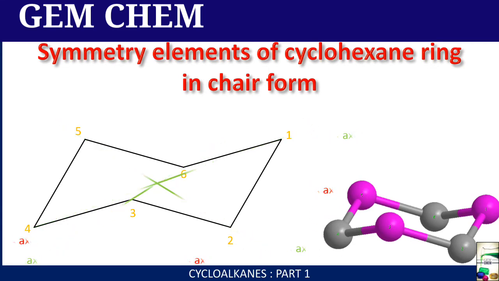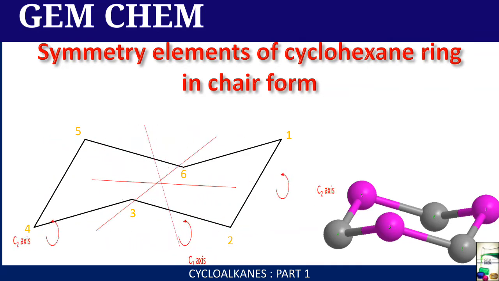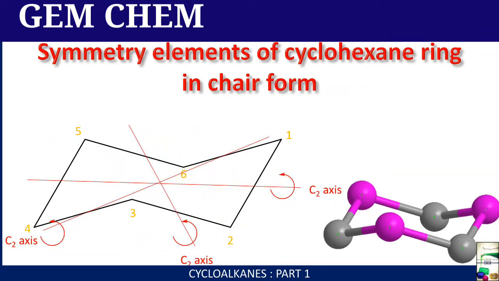Now we will see the next case where we consider the C2 axes passing through the opposite sides. Here also same case happens. 1 goes to the position of 2 and 2 goes to the position of 1, whereas 5 goes to the position of 4 and 4 goes to the position of 5. Just a mere rotation.